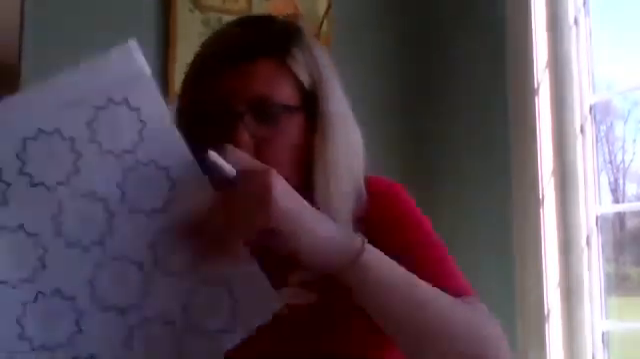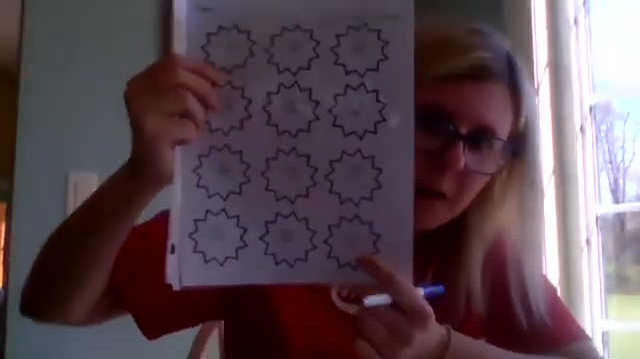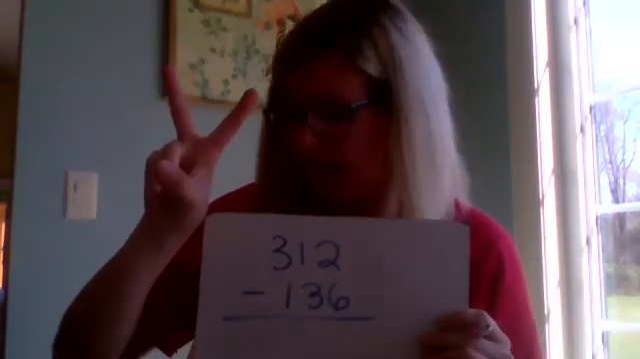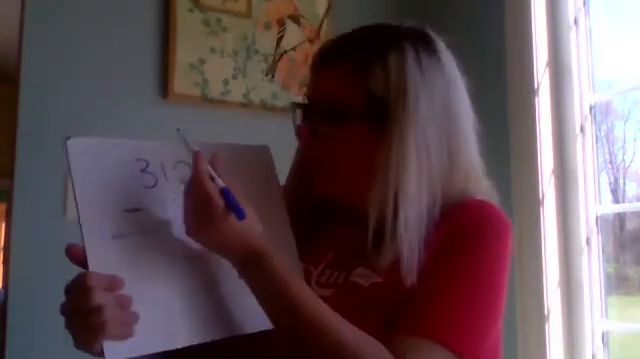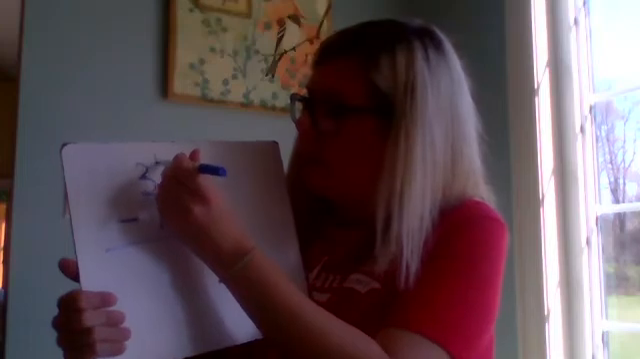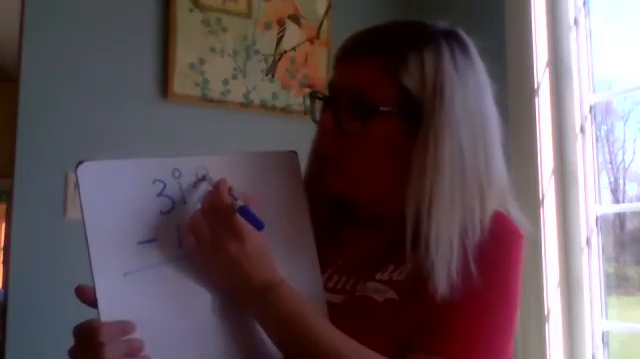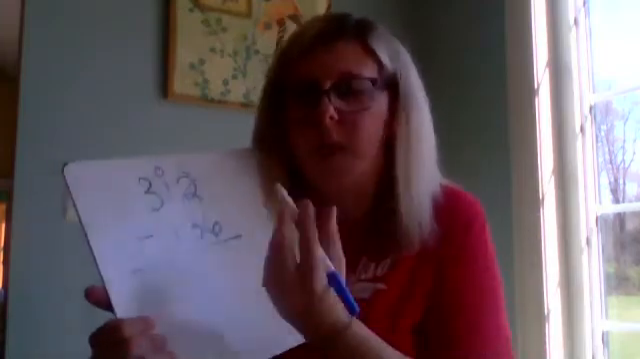So I'm gonna do this one. On the Starburst paper, it's the bottom Starburst. 312 minus 136. I have 2 fingers. Can I take 6 away? No, I can't. So I'm going to turn this one into a 0 for now. I'm going to turn this one into a 12. 6 plus 6 is 12.